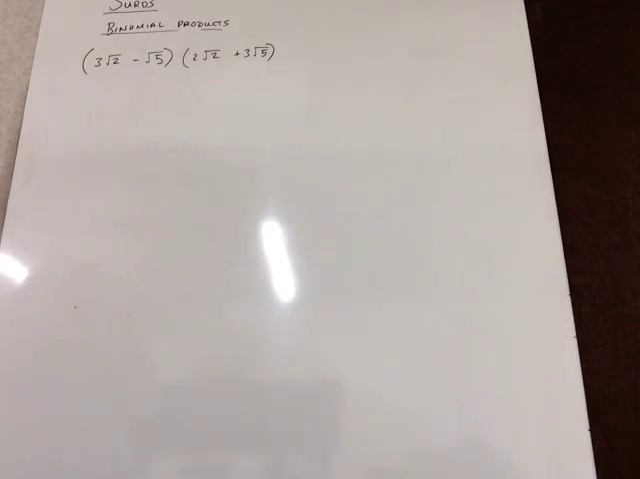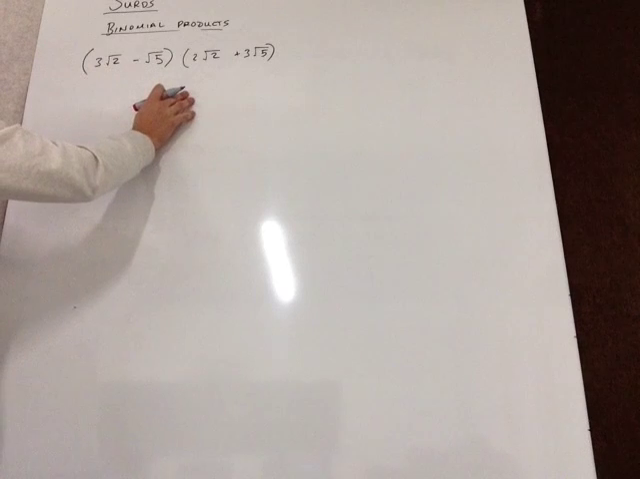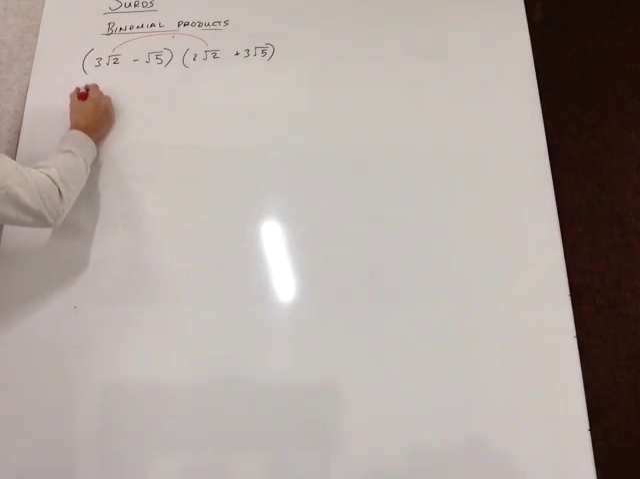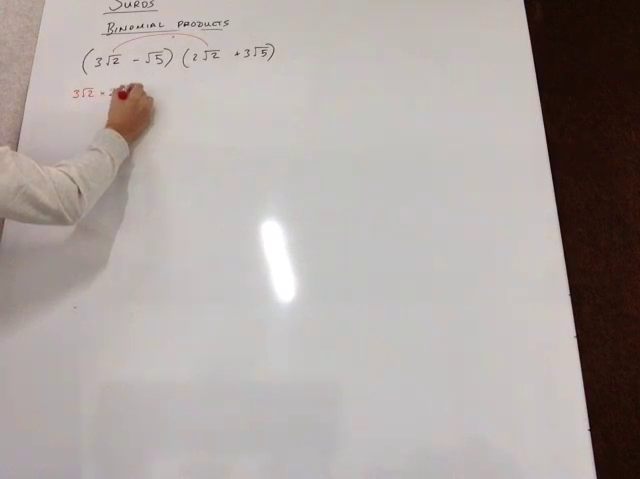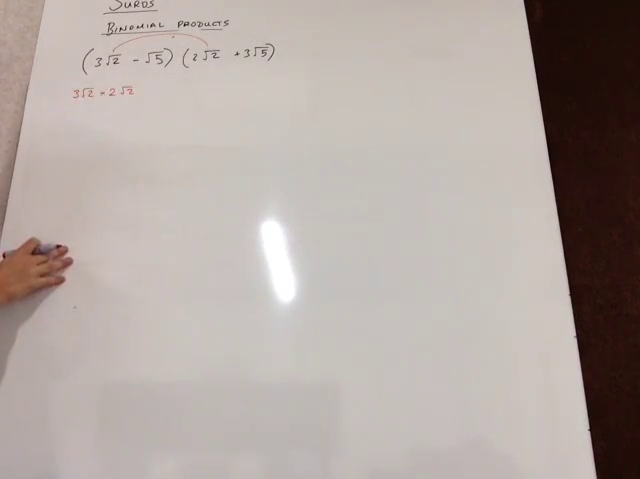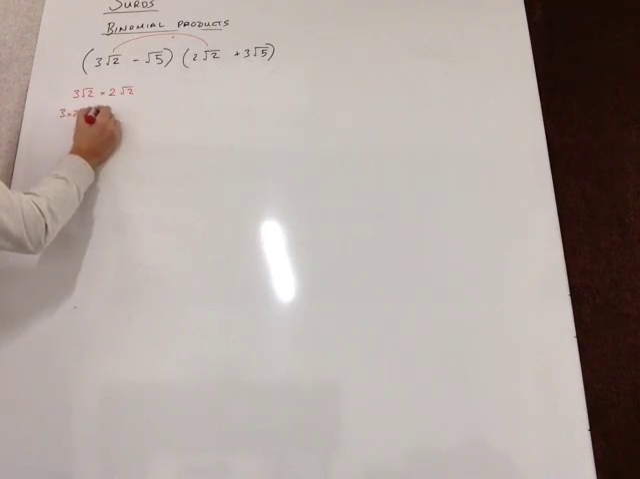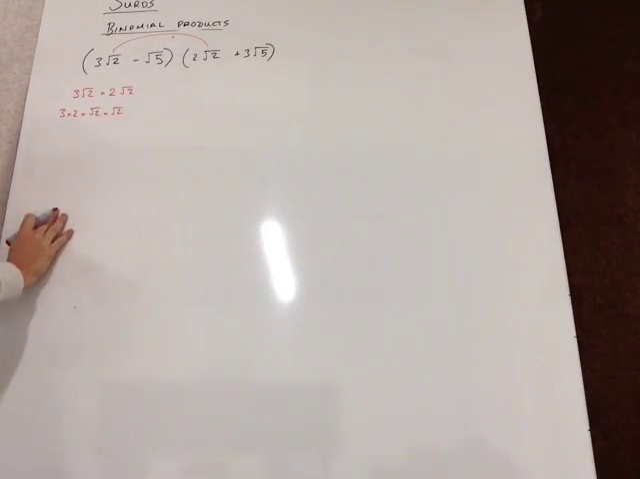Okay, here's another example, looking at binomial products with surds. This one's slightly more difficult than the previous example, so let's just start as we did last time. We're going to expand these brackets as normal, and we'll start with first, the first two terms, which is 3 root 2 multiplied by 2 root 2. I'm going to tidy this up while I'm here. This is the same as 3 multiplied by 2 multiplied by root 2 multiplied by root 2.